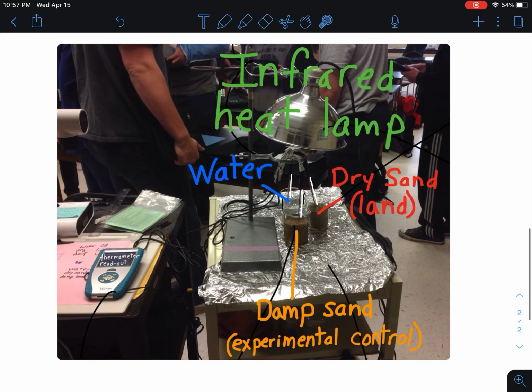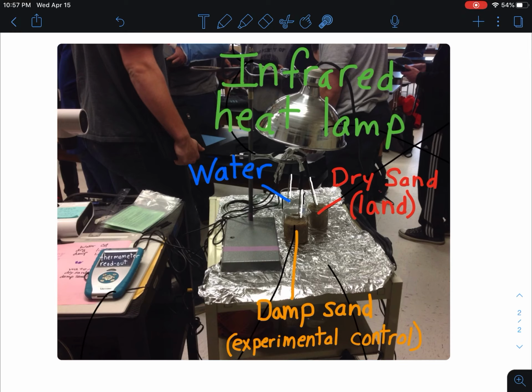And what we would find is that, I'll go ahead and tell you what we find. The dry sand heats up very much so. The damp sand, meh, and the water, not nearly as much. But this dry sand, it really takes off. It heats up a lot.